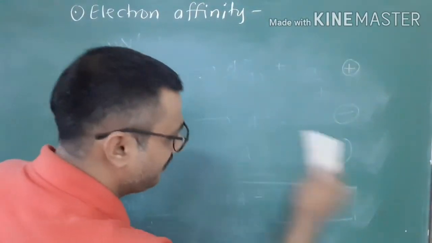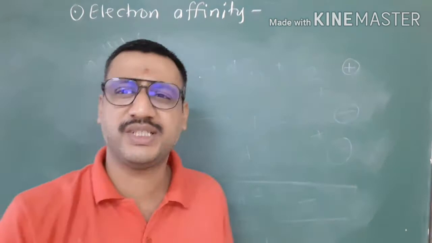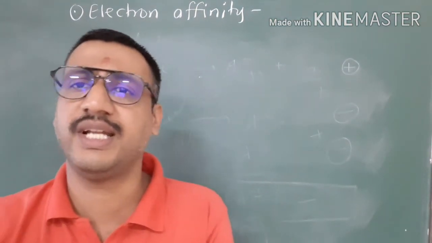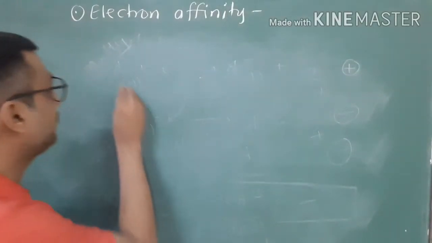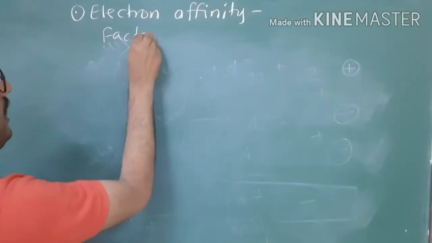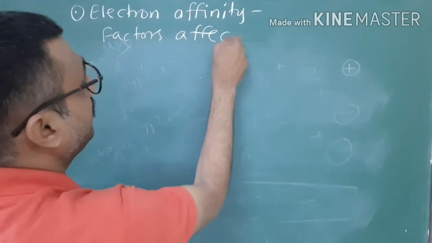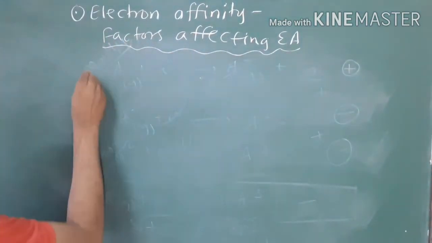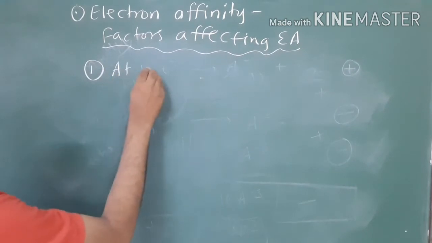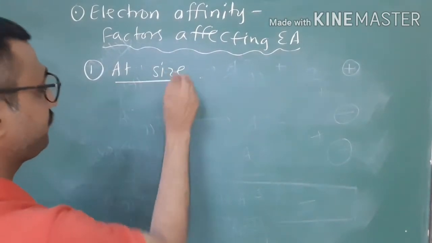The next part, after successive electron affinity, is the factors which affect electron affinity. The factors are identical to those we learned in ionization potential, the same factors are affecting here. So the first factor affecting electron affinity value is atomic size or atomic radius.